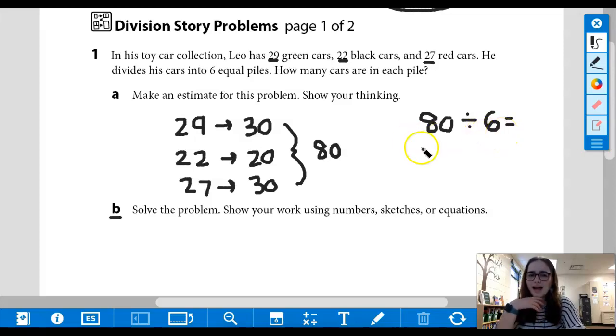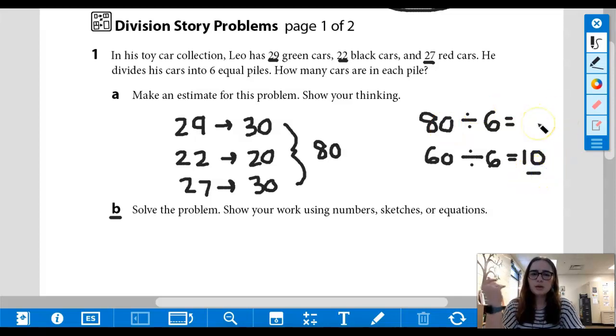Well, if I had 60 split up into 6 equal piles, there would be 10 in each pile. But if I have 80, how would this 10 change? What would be your quick guess? It's going to be a little bit more than 10, right? So it's about 12, let's say. We know it's a little bit more than 10 because we've got 80.